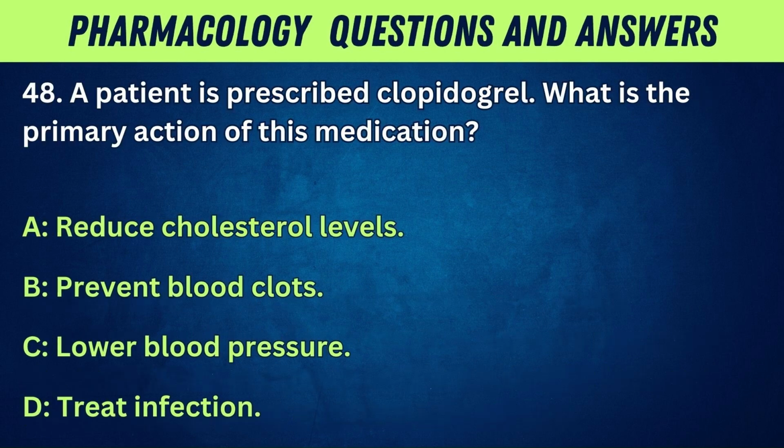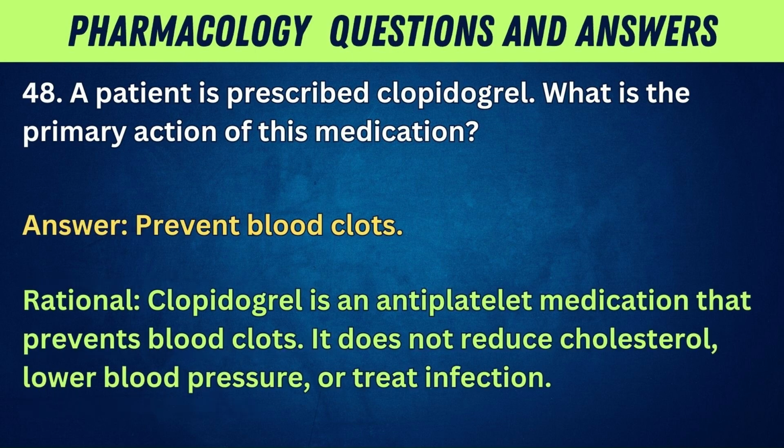48. A patient is prescribed clopidogrel. What is the primary action of this medication? A. Reduce cholesterol levels. B. Prevent blood clots. C. Lower blood pressure. D. Treat infection. Answer: prevent blood clots. Rationale: clopidogrel is an antiplatelet medication that prevents blood clots. It does not reduce cholesterol, lower blood pressure, or treat infection.